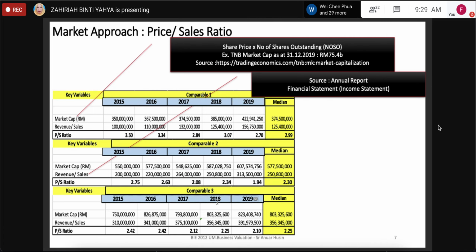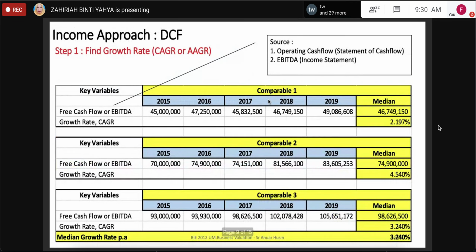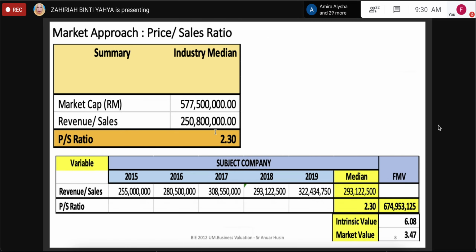Okay, good. Because otherwise you would not know its meaning. Some people confuse it with mean, with average, which is wrong. Okay. So, we look at, based on the comparable, the industry median is... okay, so based on the comparable, you look at which one is the best, and for this case, we take comparable number 2, which price over sales ratio is 2.3.